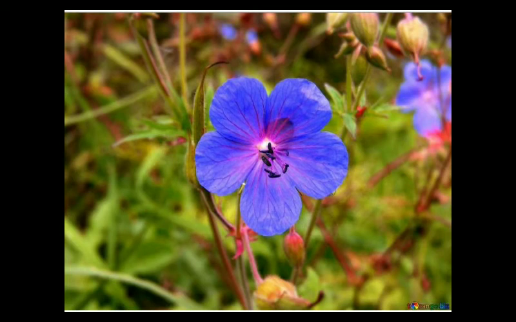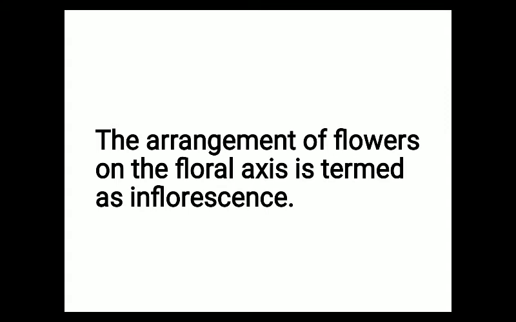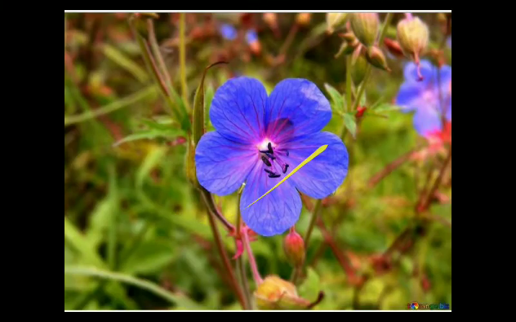So such type of flower is known as solitary flower. But our topic is to discuss inflorescence. So what is inflorescence? Arrangement of flowers on the floral axis is termed as inflorescence. If there will be only a single flower, then we can't say this is an inflorescence. For inflorescence, there must be more than one flower present on the floral axis.